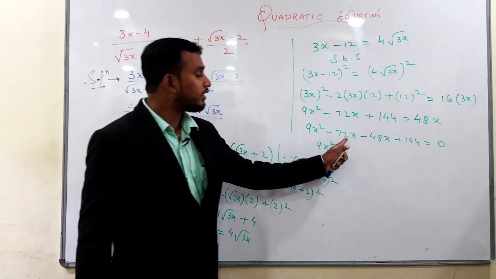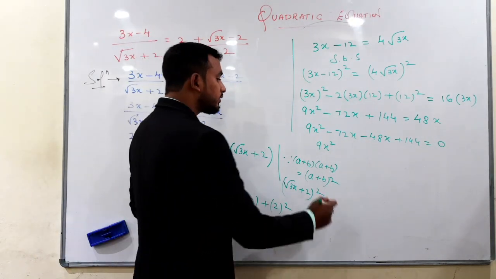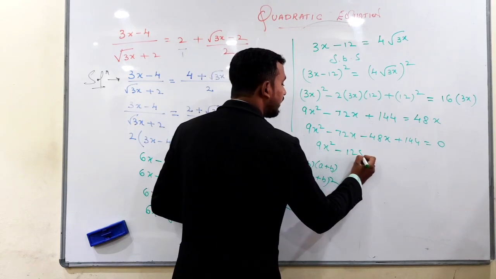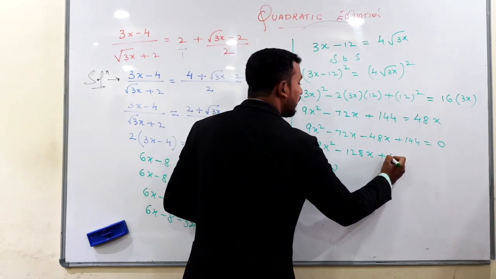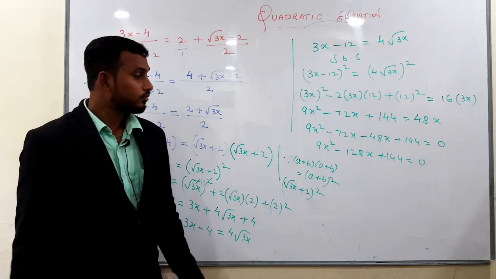What is minus 72 plus 48? Minus 128x plus 144 is equals to 0. 120, sir.